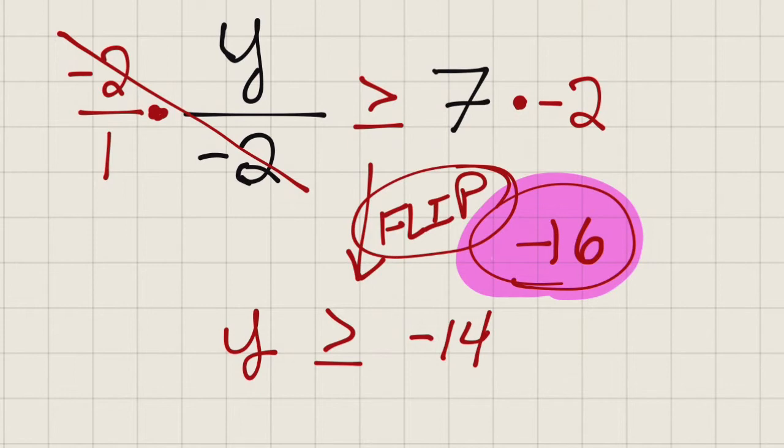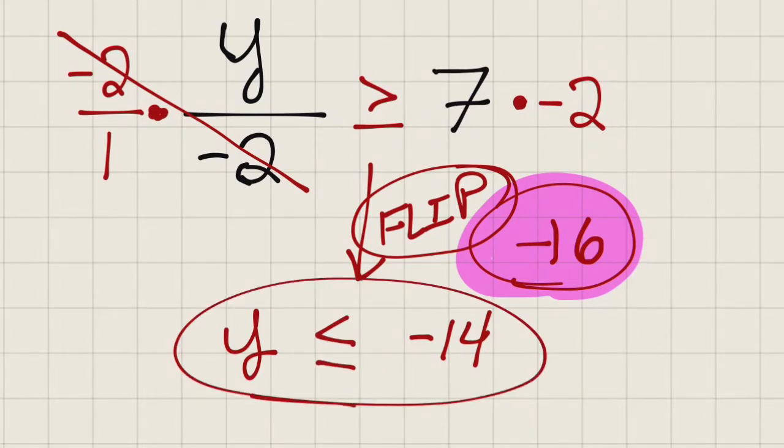So as mathematicians have decided, as a rule to solving these, when you multiply or divide by a negative, only a negative, you have to flip the sign to maintain the value of the inequality. So in this particular situation, we would flip it. Because I multiplied by a negative 2, the sign flips. And now, negative 16 is a possible solution because it's less than negative 14. Negative 14 was not a good example right off the get-go.